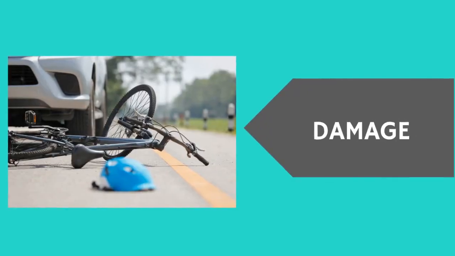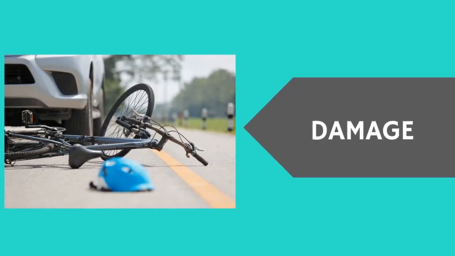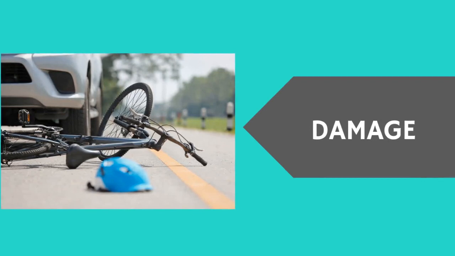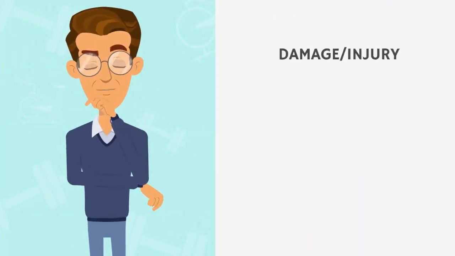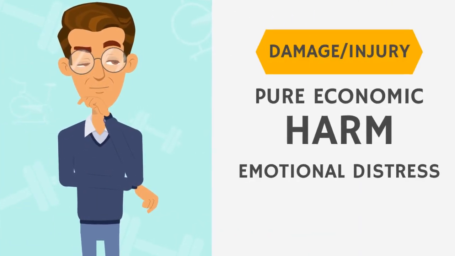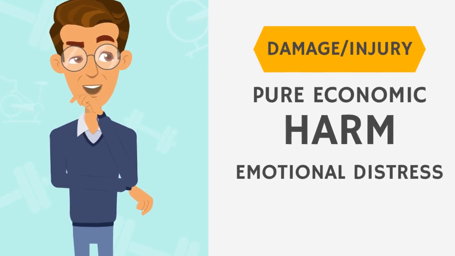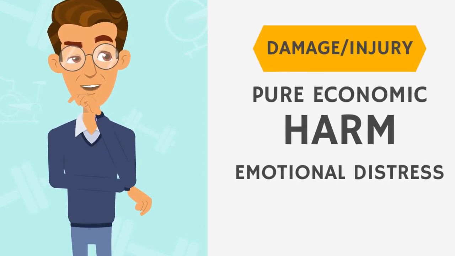Typically, in order to meet the injury element of the prima facie case, the injury must be one of two things: 1, bodily harm, or 2, harm to property, which can be personal property or real property. Pure economic loss will usually not meet the injury requirement. Sometimes emotional distress or harm may meet the bodily harm requirement, even if there is no accompanying physical harm.